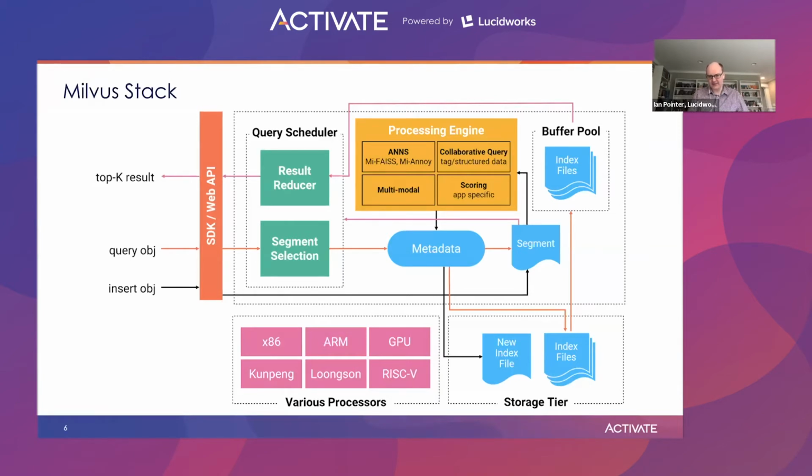Metadata for the vectors is stored in a MySQL database, though the vectors themselves are stored in that storage tier in massive index files for performance purposes. It says it runs on various processors. I'm a little skeptical on that because currently on the main web page for Milvus, it says it only runs on x86. But the important thing for our purposes is it runs on Intel hardware and it runs with GPU acceleration. So that's great for us.